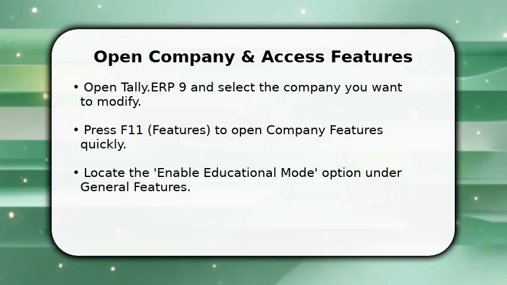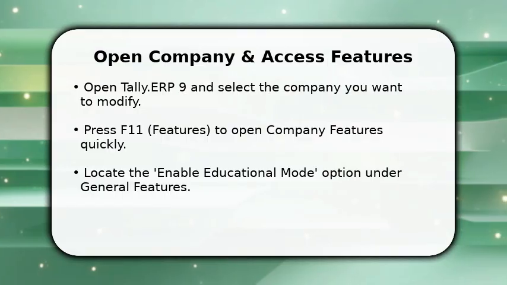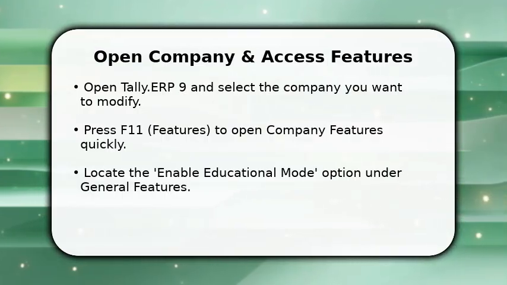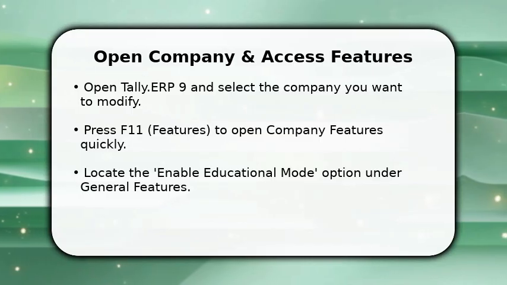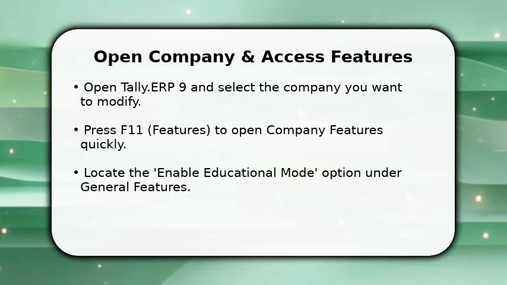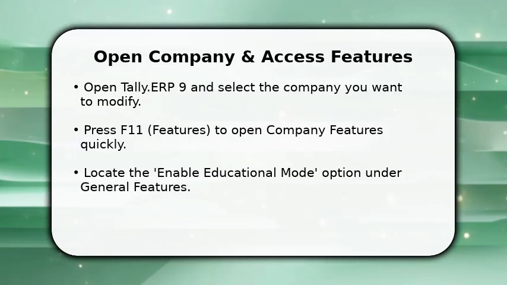You start inside the correct company, open Tally ERP9 and select it. Once done, press F11 to open company features so you can change settings immediately. You do this because educational mode affects data display and vouchers, so accessing features first ensures the toggle is available.